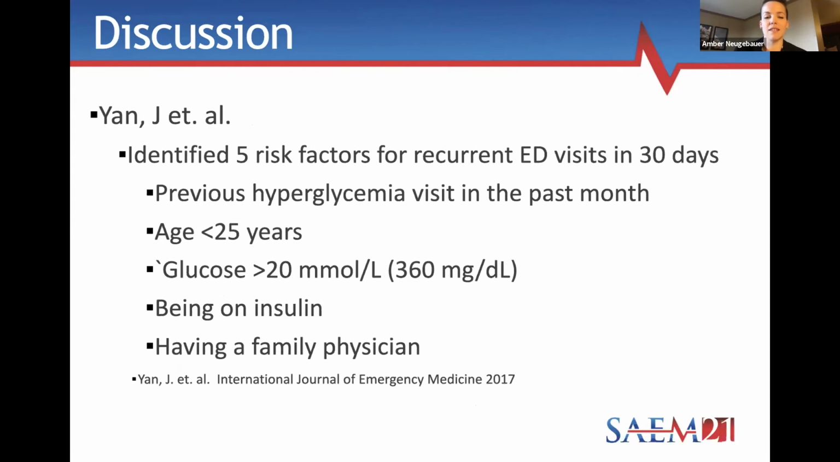Jan et al. identified 5 risk factors that were associated with recurrent visits in 30 days. These included a previous hyperglycemic visit within the last month, age less than 25 years, a glucose greater than 20, or for us in the United States, that's 360, being on insulin, and having a family physician.